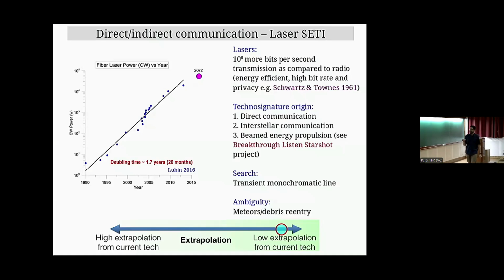Then why are you not using it for communication, or why are you not searching for this in communication? In fact, if you do a simple calculation, a 1 nanowatt pulse of laser over just 1 nanosecond focused by a 10-meter aperture, you can detect up to 300 parsec. It can outshine the host star in that narrow band where the laser is shining. So that is why people are looking for this. So the technosignature origin is either direct communication or interstellar communication, or maybe something like beamed energy propulsion, which is planned to be used for the Breakthrough Starshot project.